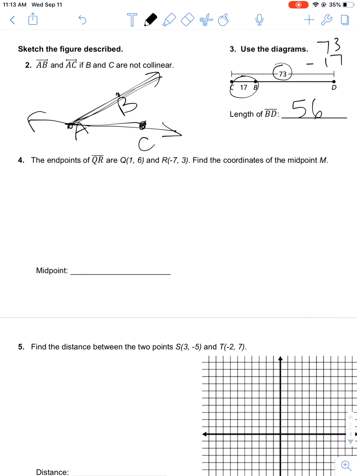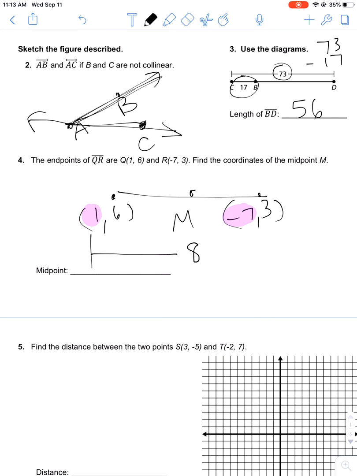So we've got endpoints at (1, 6) and another endpoint at (-7, 3), and it wants us to find the midpoint. So the midpoint's in the middle. So I figure out what's the distance from here to here. Well, the whole distance there is subtracting 8, and then to go from here to here is subtracting 3. But this is the midpoint, so halfway.